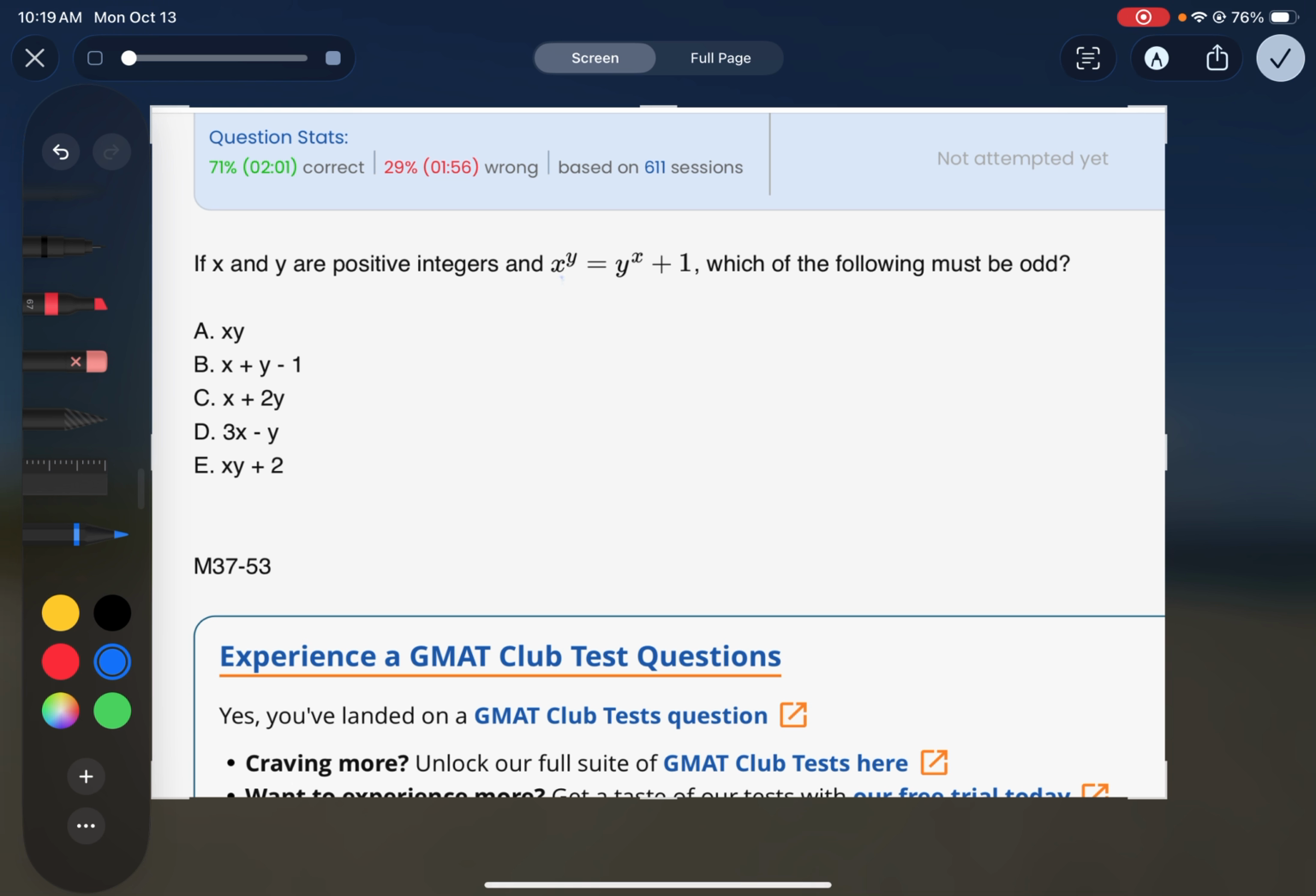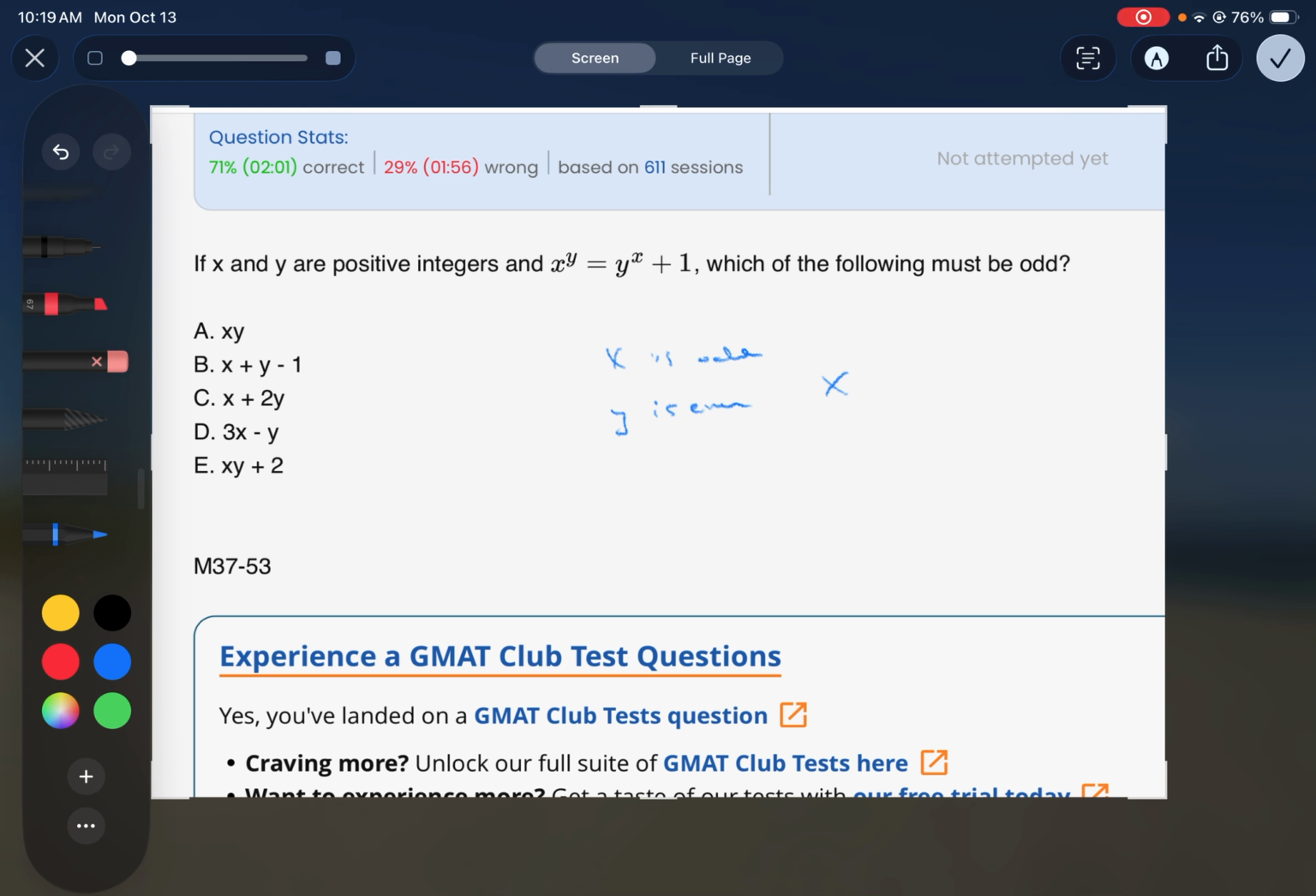It's x to the y equal to y to the x. If this equals that, that just means one side is even and one side is odd. So that really just means x is odd and y is even, or vice versa. One of them is even, one of them is odd. Okay.